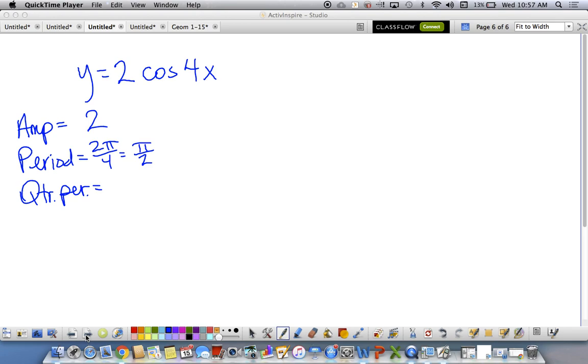Hint, hint, why we needed to divide fractions by hand. Because I need you to know how to divide pi over 2 divided by 4 over 1. So we flip, we multiply times 1/4. So is my quarter period pi over 8? Yes. A little hint, the bigger these numbers get with x, the smaller our period gets. If we had a fraction, it would get much longer. We'll do those later.